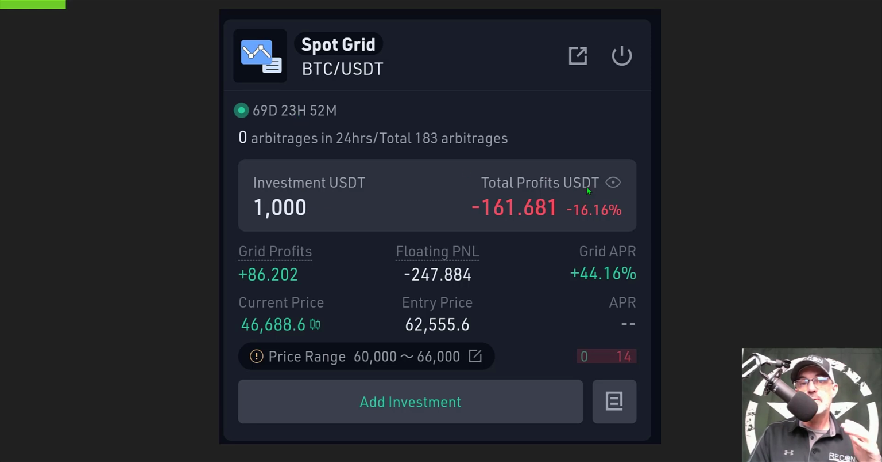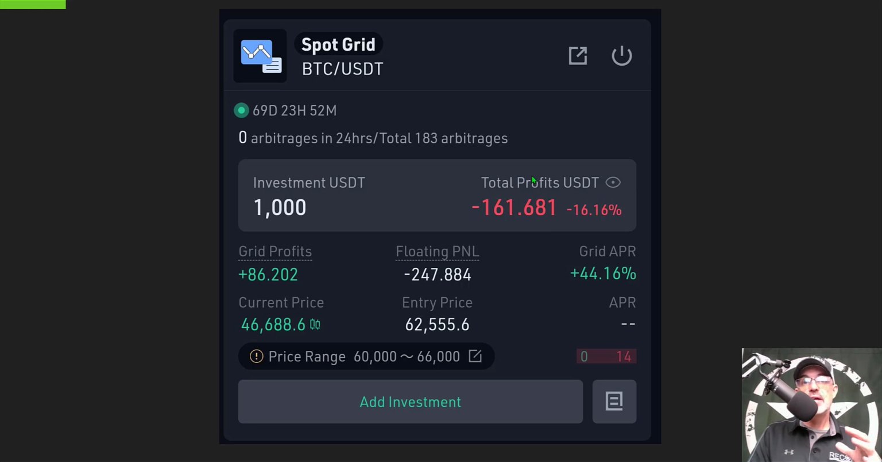And so that's almost a 10% difference that this bot, by actually trading and accumulating grid profits, which you can see over here is 86 USDT. That grid trading profit is subtracted from my floating P&L, and the reason it's a floating P&L is it's not a realized loss until I actually sell that Bitcoin. But nonetheless, I'm at a floating P&L of 247 USDT. Once you then subtract or add in my grid profits, my total profit or loss is this 161.68, or 16%.